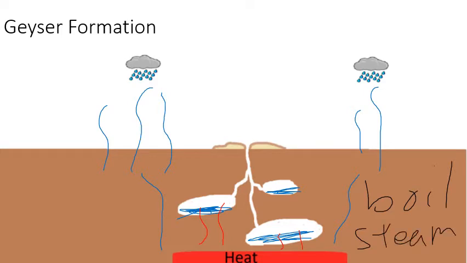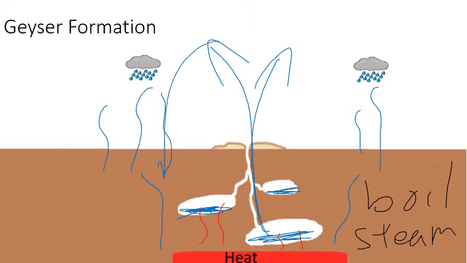Steam builds up enough pressure to where it then has to be released, and the water gets pushed out of the surface. It's an erupting hot spring. The water isn't just hot. It basically explodes into the air, and it's going to come right back down and start that whole process again.